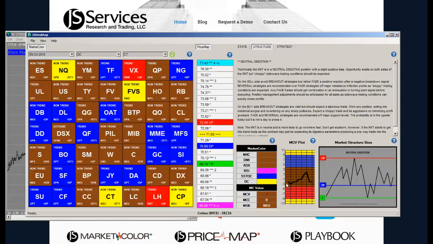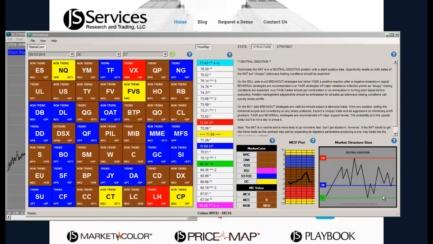So cotton is another market with the dynamic channel at the extreme. This market was working higher through the neutral zone, and then we had a pretty big negative shift. So this market is getting extended to the downside. It does have a little farther to go.